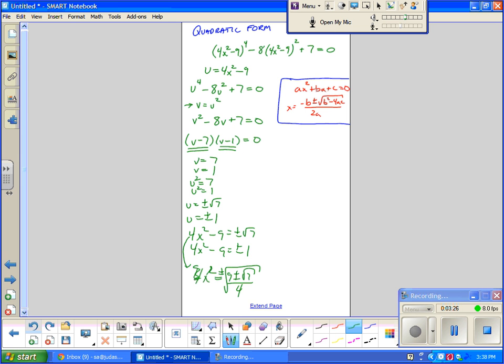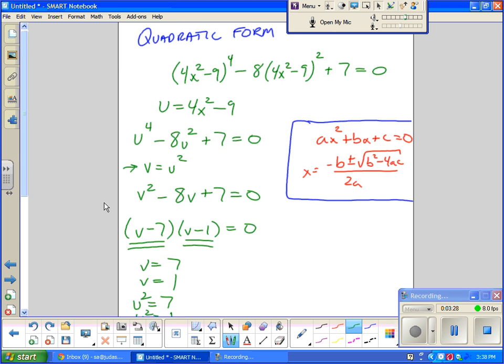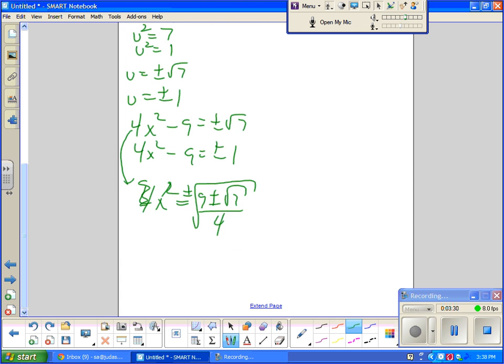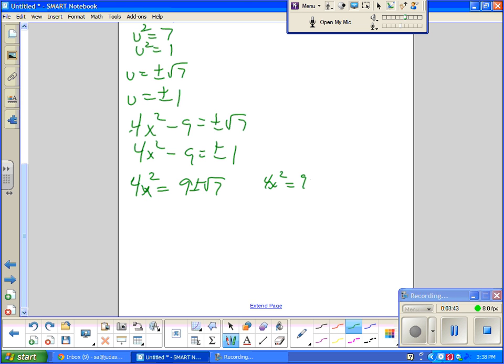The other one, again, I'll do the same. All right, maybe I'll clean this up a little bit. So again, both of these are 4x squared equals 9 plus or minus the square root of 7, and 4x squared equals 9 plus or minus 1. Divide both by 4.